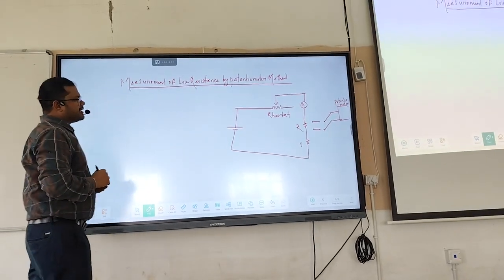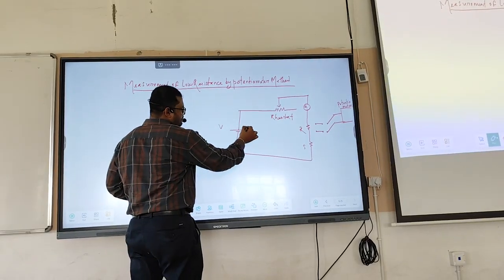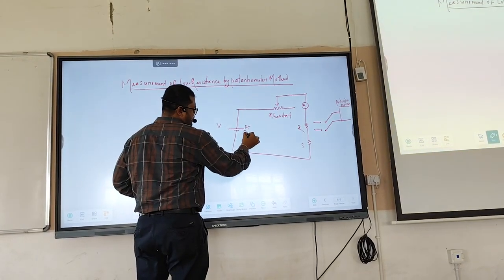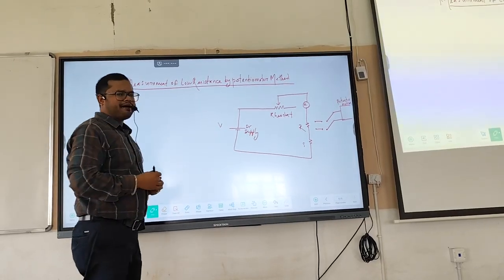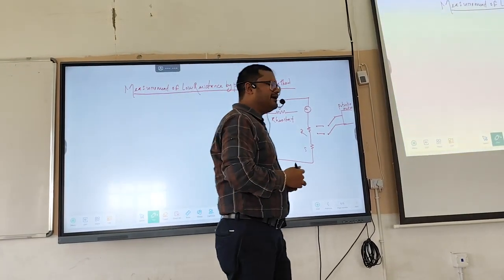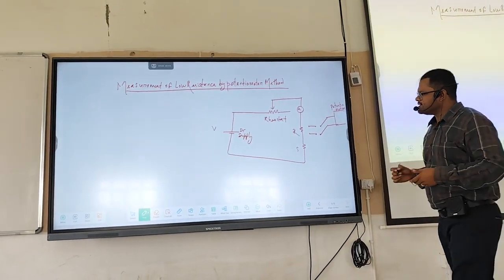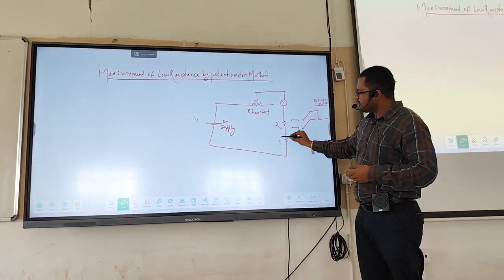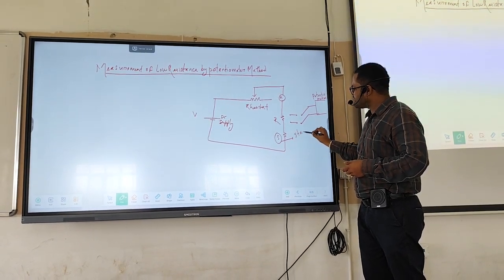So this is our circuit diagram. Here is a DC supply, a voltage source. We are connecting it with a rheostat, an ammeter, and two resistances, that is R and S. Let's say that one resistance, S, we are calling a standard resistance.